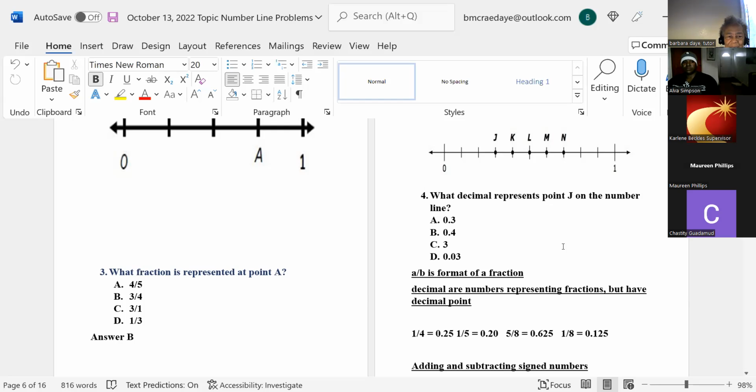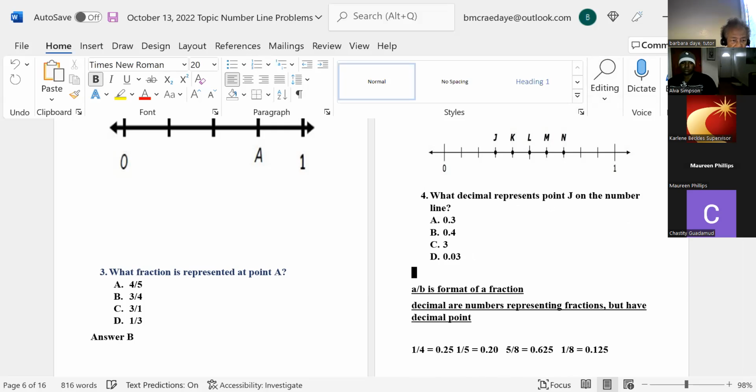Got it, Maureen? You said 3, but remember, the smallest number on this number line is 0 and the largest is 1. So you can't have 3 because 3 is bigger than 1. I see. So everything between 0 and 1 is less than 1. So the decimal has to be, this is 1/10, 2/10, 3/10, 4/10, 5/10, 6/10, 7/10, 8/10, 9/10, 10/10, which is 1. Okay, so just like Michelle said, 3/10. So answer A.